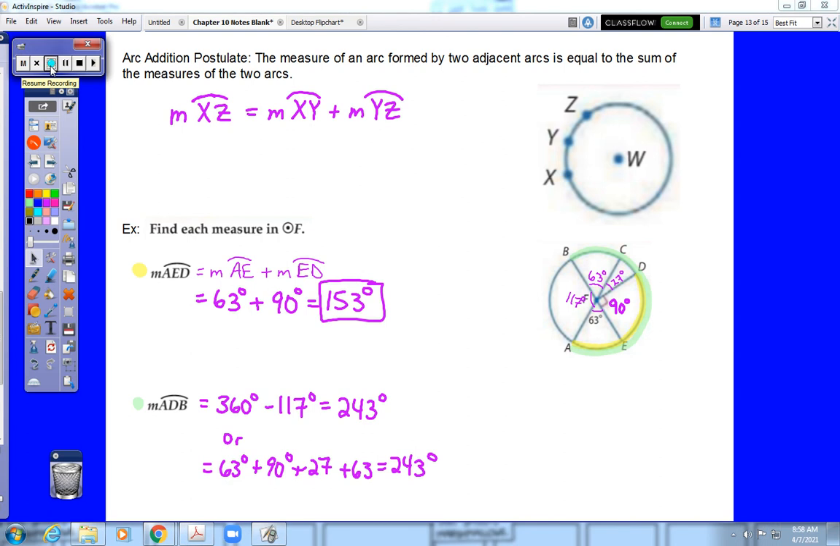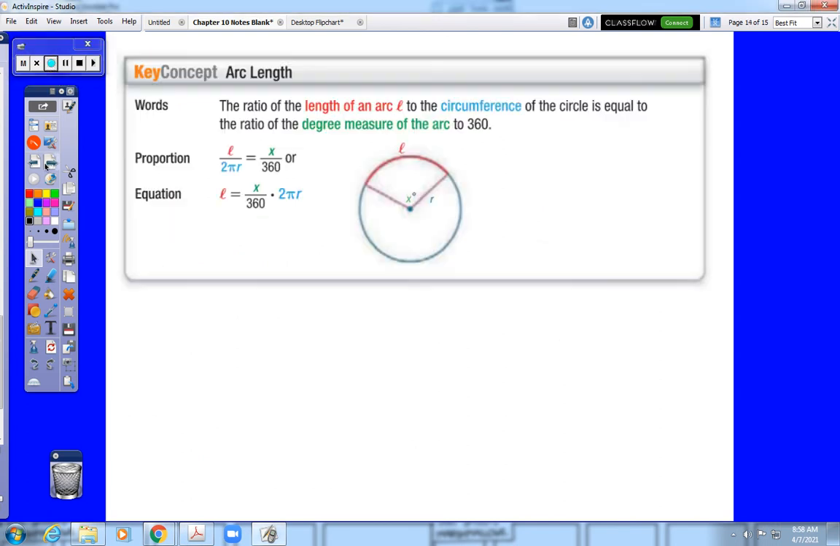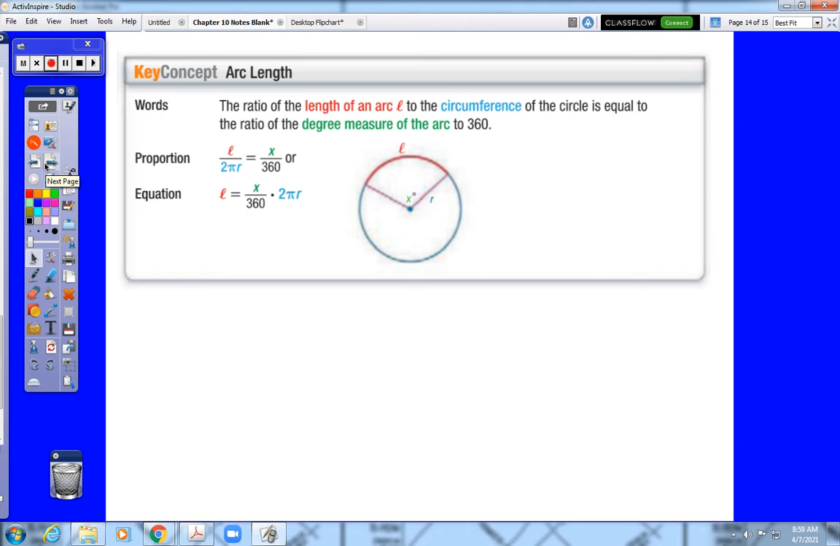All right, so that just leaves us with one final thing to talk about, and that is the idea of arc length. Now, we discussed this in a previous chapter, and we actually simplified this equation. The one your book uses here is saying we take that central angle, x, and we put it over 360, because that is the portion of the circle that we're trying to find. So we take x over 360, and then we multiply it by the circumference, 2 pi r.